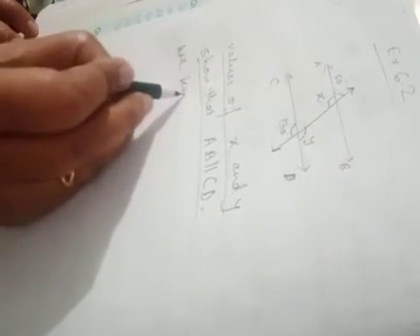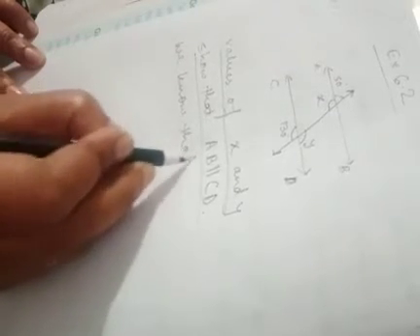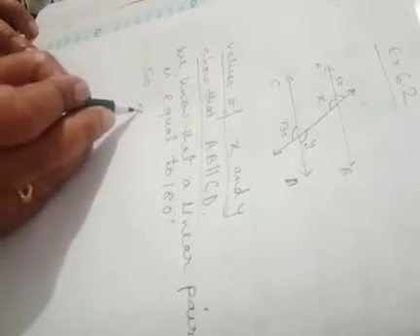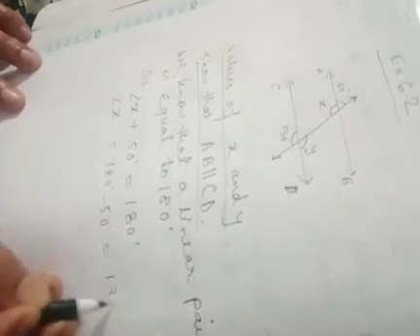We know that a linear pair is equal to, just now I have told you, 180 degrees. So we can write angle X plus 50 degrees is equal to 180 degrees. Okay. Now find out the value of angle X. Angle X will be 180 degrees minus 50 degrees, that is equal to 130 degrees.